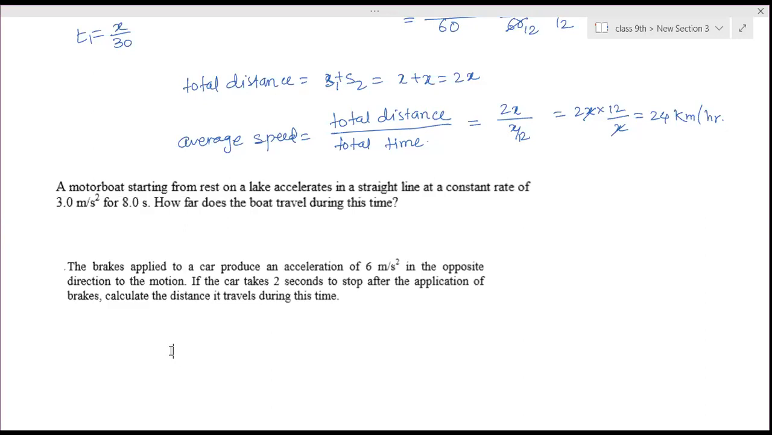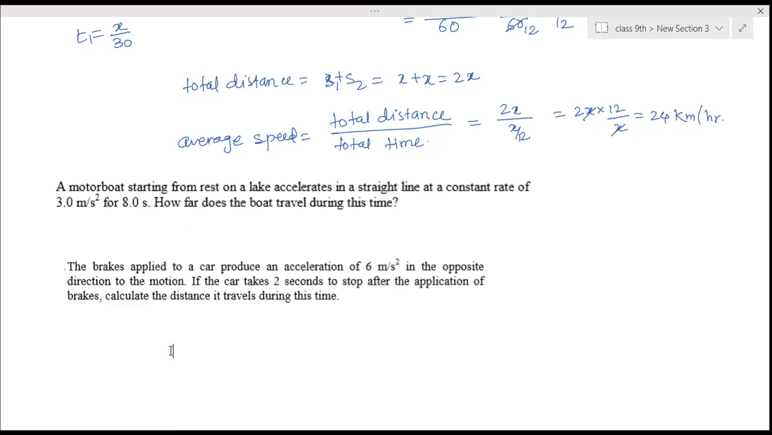Second one is 12 meters. Yes, ma'am, it's 12 meters. No, it's not 12 meters. Ma'am, in this question U is 0. No, they have not given you 0. And V is 0, right? What's the answer? How have you calculated? Acceleration will be minus 6 meter per second square.